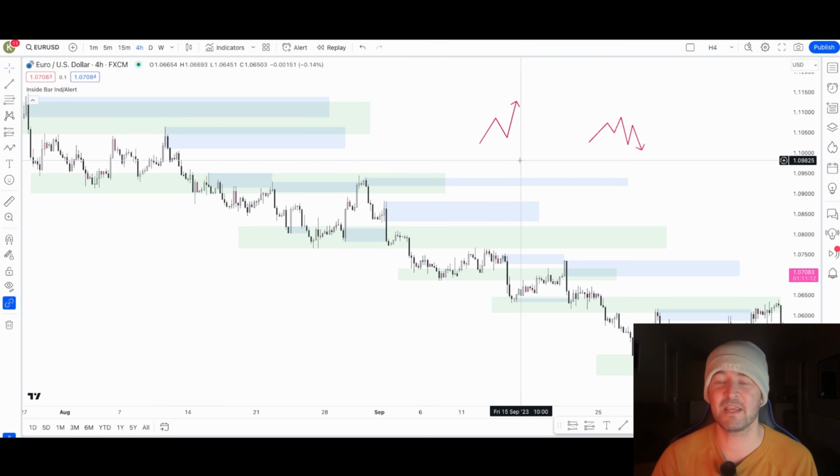The daily respects the daily, the weekly, monthly, so on and so forth. The 4 hour respects the daily, the weekly. The 15 minute respects the 15 minute and the 4 hour. The 1 minute respects the 1 minute and the 15 minute.